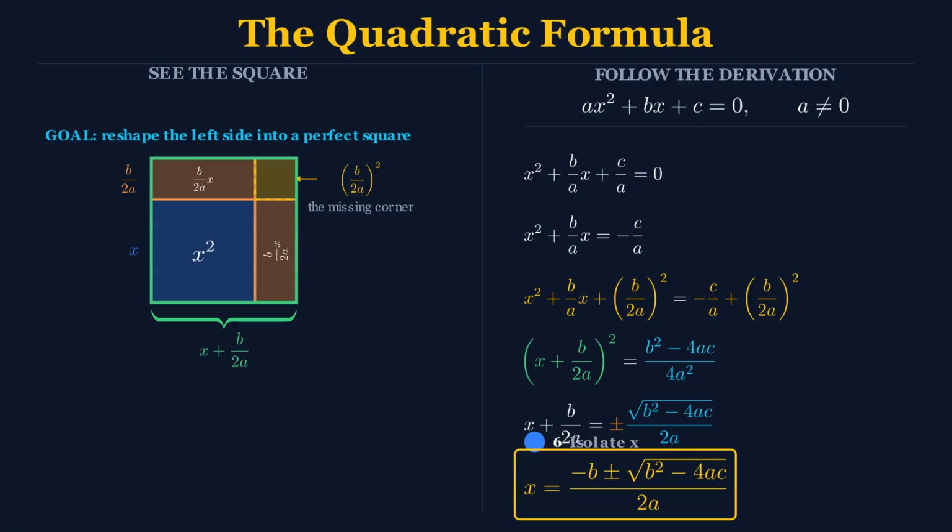Finally, subtract b over 2a from both sides. Both terms already share the denominator 2a, so they merge into one fraction. And there it is, the quadratic formula, built from nothing but a square.